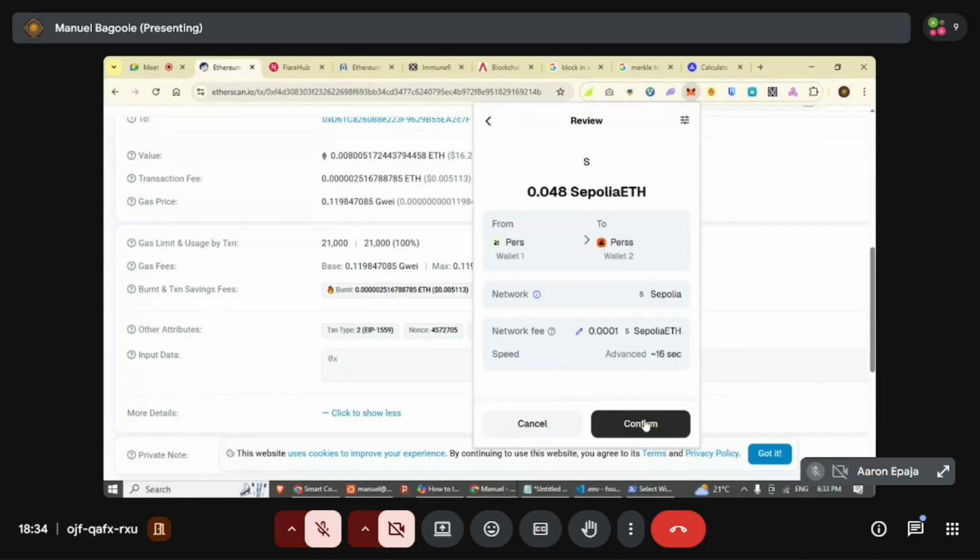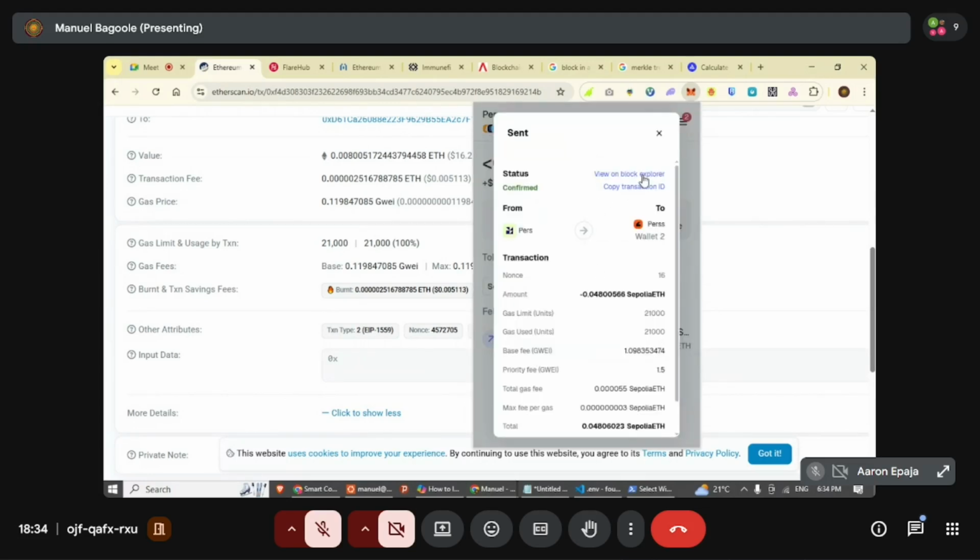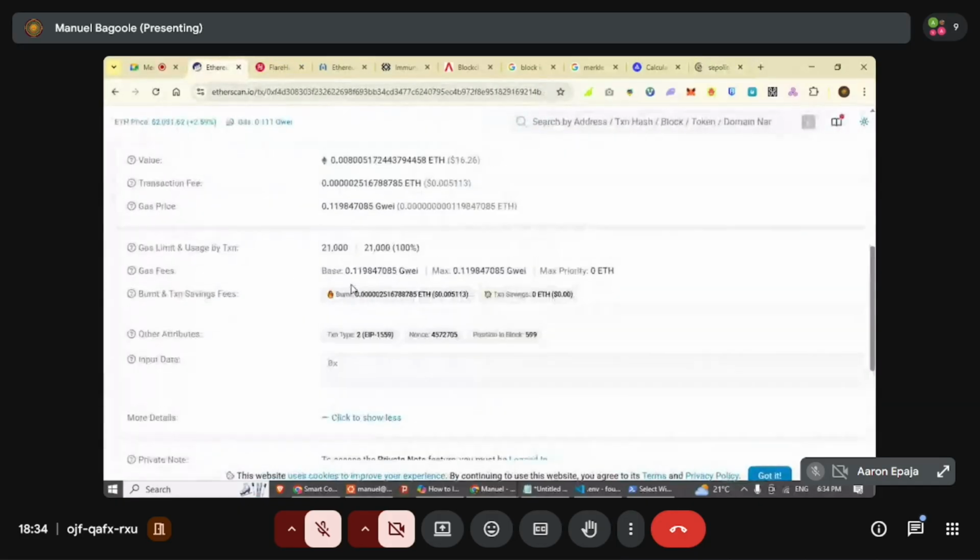So I can confirm this transaction, and these funds will be sent. So it is signed, and the funds are on their way, so the transaction is pending. Should be complete in a matter of seconds. Yeah, it's confirmed. So now these funds are on the other address that you sent it to. You can actually look at this transaction in the Block Explorer and then compare it to this one that we're already looking at.